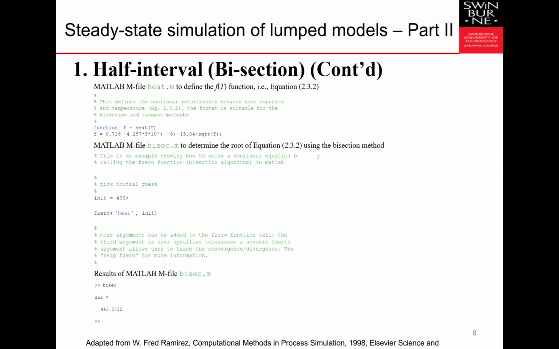In here we need to first create the function. This function has an input of T, and it will return the value of the function. We use an initial guess of 400 with fzero, and put in the function with the initial value. Then the result should be equal to 443.5712.